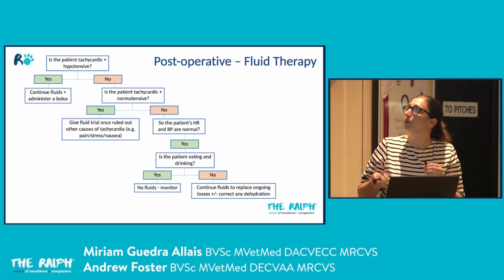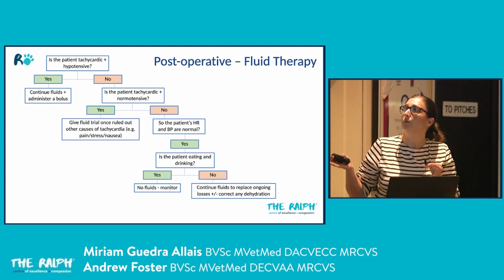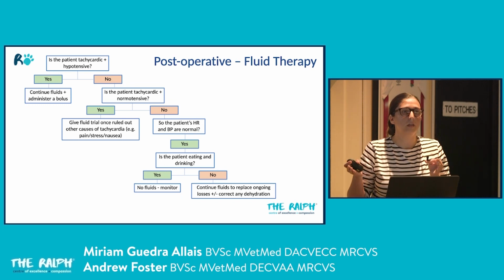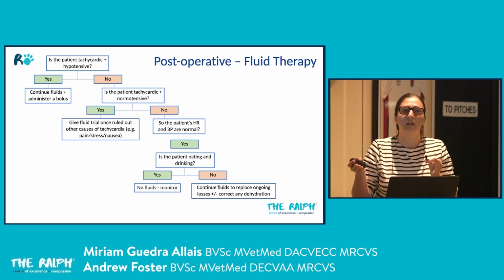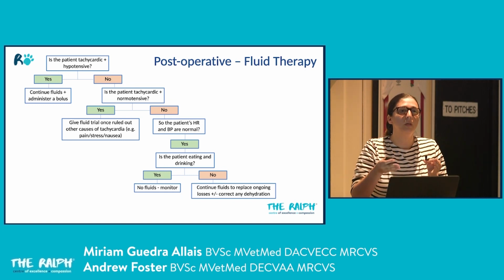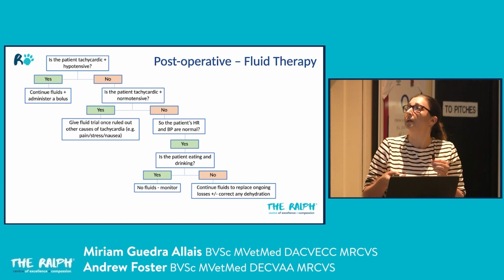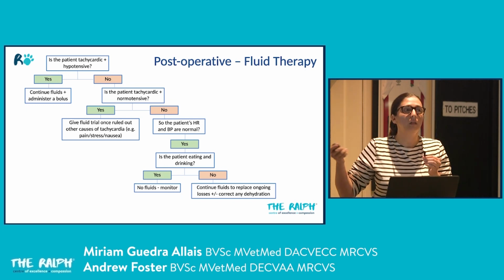Again, the same little flow chart as before. So just to assess, do I need more fluid in my patient? They're tachycardic and hypotensive, or are they just tachycardic and they need more pain relief, or do they need to pee, or is there anything I can do to make them more comfortable? Do I actually need the fluid?